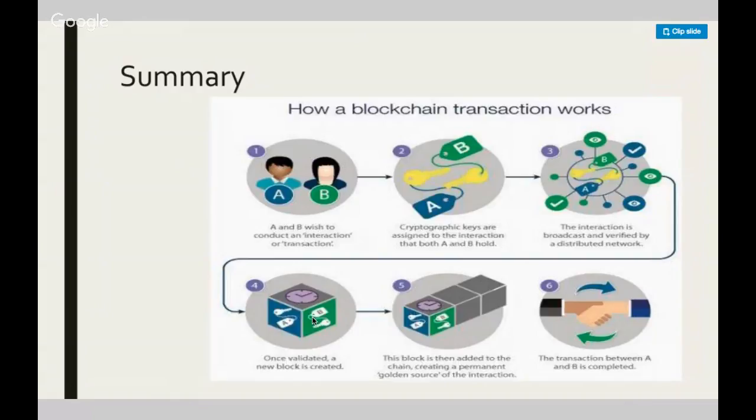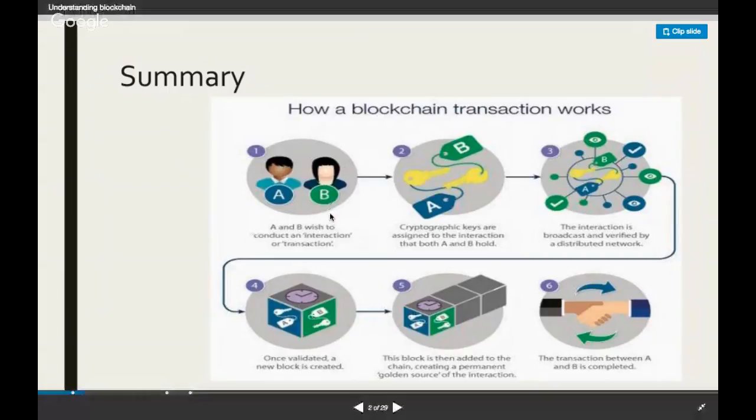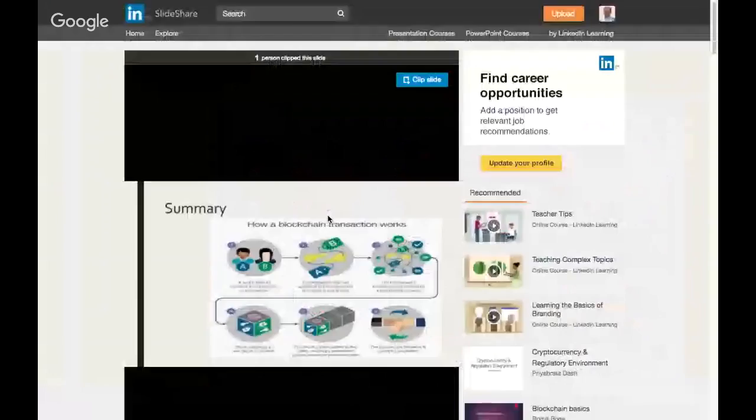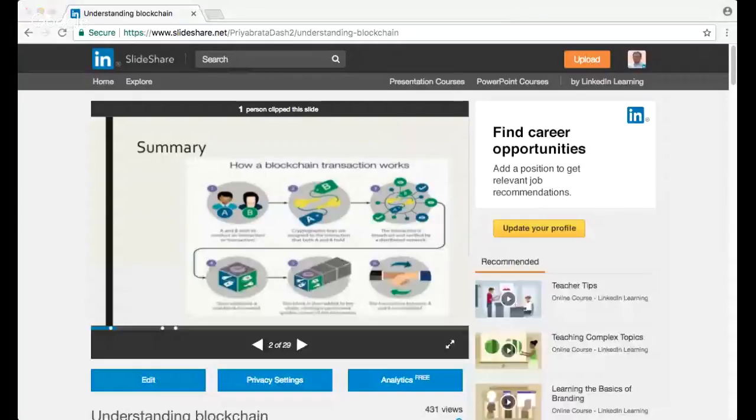But in the case of blockchain, instead of having a trusted intermediary, a group of nodes would verify the transaction.